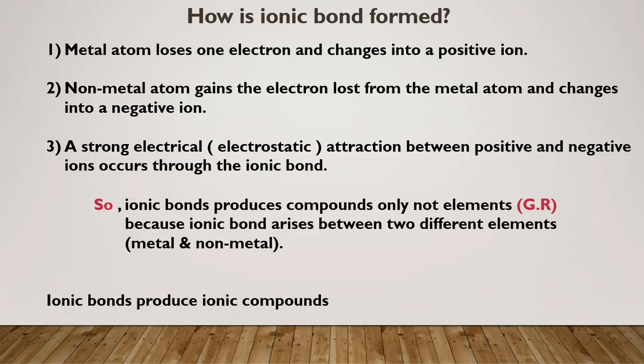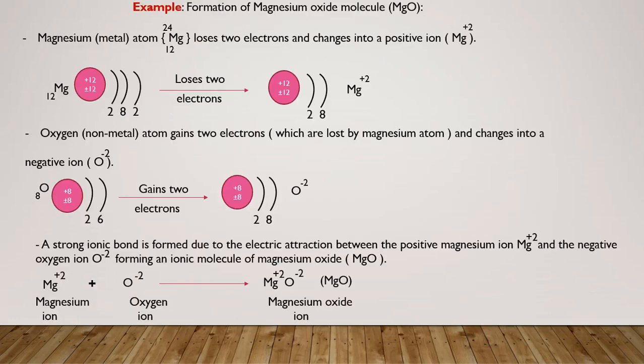So again, the ionic bond occurs between metal and non-metal atoms. The metal loses an electron and changes into a positive ion. The non-metal gains the electron lost from the metal and changes into a negative ion. And we have positive and negative, so there is an electrical attraction between them. So we have here ionic bond. Ionic bond produces ionic compound.